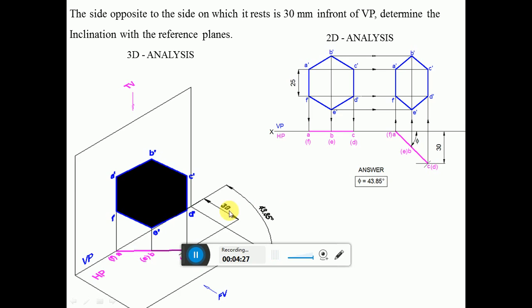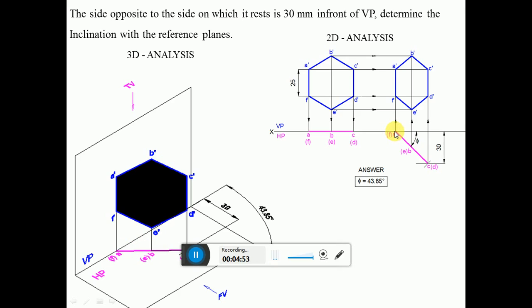So here this is in front of VP by 30 mm. So the side AF is on VP and the side CD is in front of VP by 30 mm. So that is the one which we are going to see in here. Now the surface obviously becomes inclined, but still that surface, being inclined to VP, is perpendicular to HP. That is the reason why you are getting a line here.